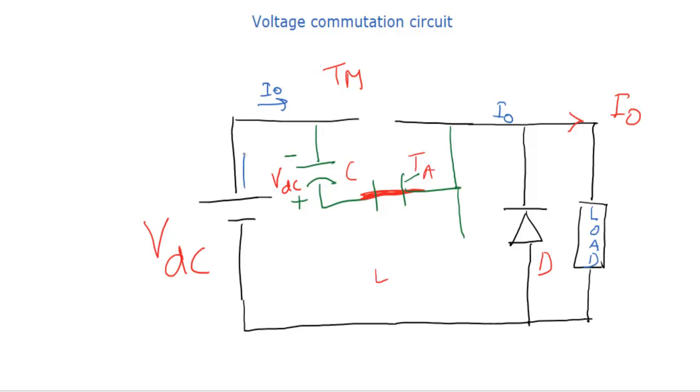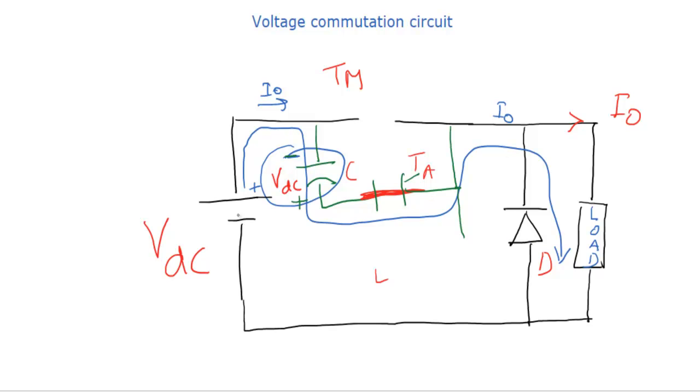Now the load current will be supplied through the capacitor, the auxiliary thyristor and then the load. But our aim is to turn off the main thyristor, that is, to disconnect the source from the load, while current is still flowing through the auxiliary thyristor. Initially, the source as well as the capacitor, because the capacitor is charged, are both in aiding nature. This is negative and this is positive, so both will supply energy to the load.